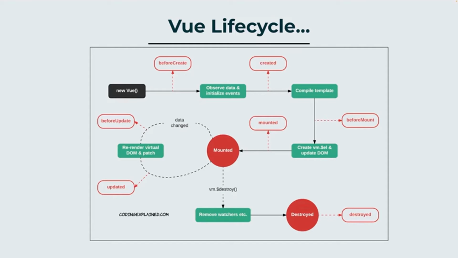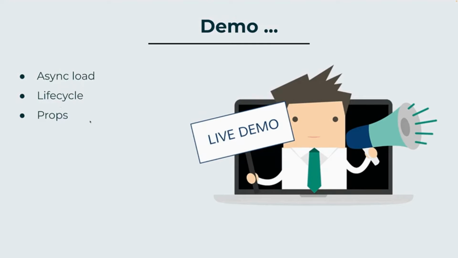Then once it has been mounted, before any virtual DOM re-renders occur, we will have access to the before update, and after the virtual DOM re-renders have occurred, we will have access to the updated. After the component has been destroyed, then we have access to the destroyed lifecycle method. And the next thing we're going to do right now is get into the demo section, where we'll be talking about loading things asynchronously, as well as lifecycle methods, which you've just seen in the previous slides, and props, which we have not yet covered, but they allow you to pass information into your components.